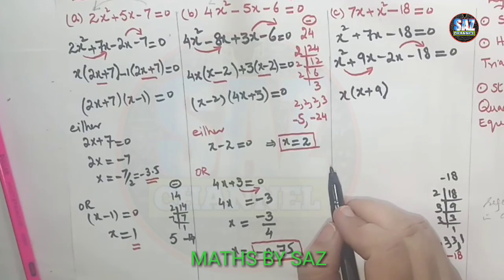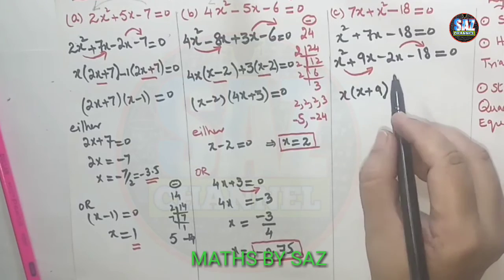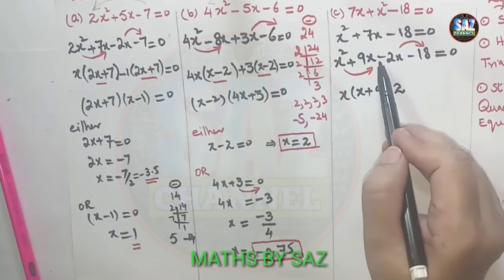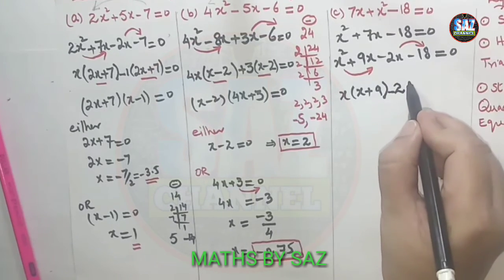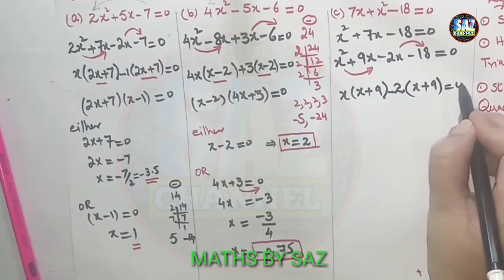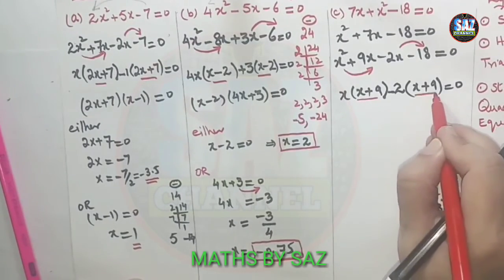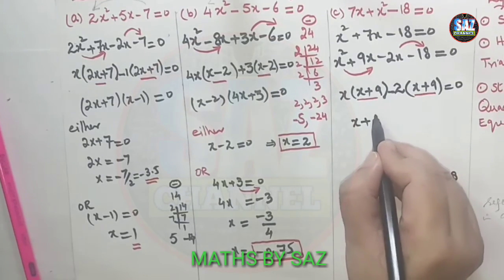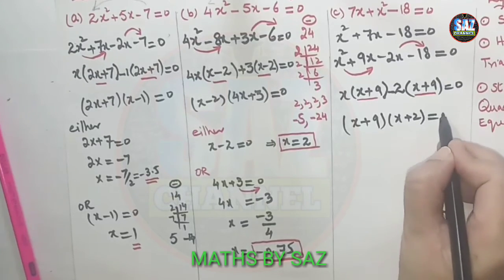Coming to the second group, I can see that 2 and 18 come in the table of 2, so I will extract 2 outside. One more thing, both the terms have a minus sign, so I will extract the minus sign out, and inside the bracket I will be left with x plus 9 equals to 0. Again see, this whole group is the same or common. Extract the common group out. X plus 9 into x minus 2 equals to 0.